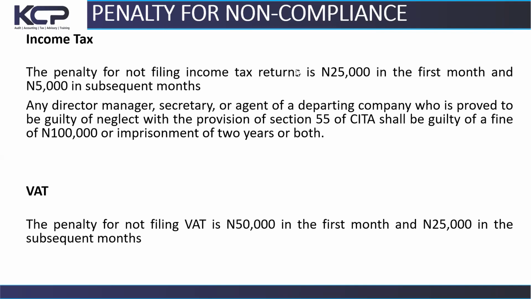So from July 2021 to May 2022. July 2021 is the month that you'll be paying 25,000. Subsequent months from August 2021 to May 2022, that's 10 months. That's 10 months times 5,000. That's 50,000 plus the initial 25,000 for the first month, which is July. That's 75,000.